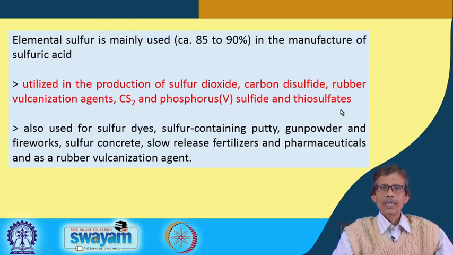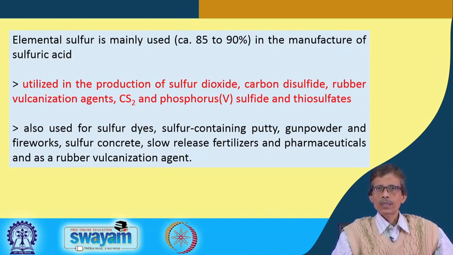And some amount of thiosulfates can also form, depending on the availability of elemental sulfur for its reaction. We will also see that the sulfite, SO3 2 minus, when directly reacting with sulfur, that sulfur attachment to the sulfite ion SO3 2 minus will give you S2O3 2 minus, which is your thiosulfate anion. So, it can also be utilized for different sulfur dyes, sulfur containing putty for building material, gunpowder and fireworks, because sulfur is the main constituent of the different fireworks.